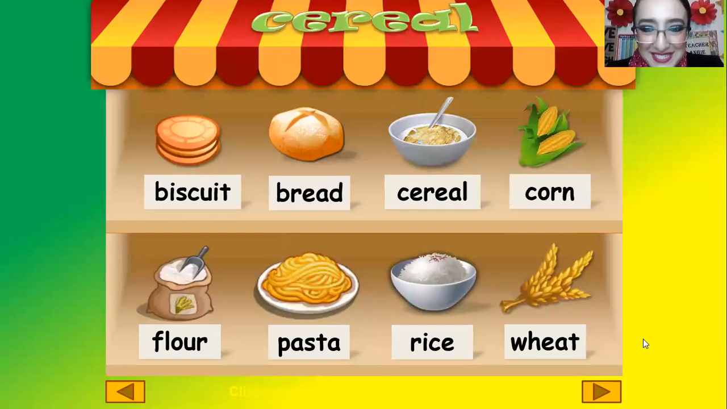What do you think? Ready for the next part? Excellent, because we were talking about cereals and remember it's going to be very important. The biscuit, bread, cereal, corn, flour, pasta, rice, and the delicious wheat.